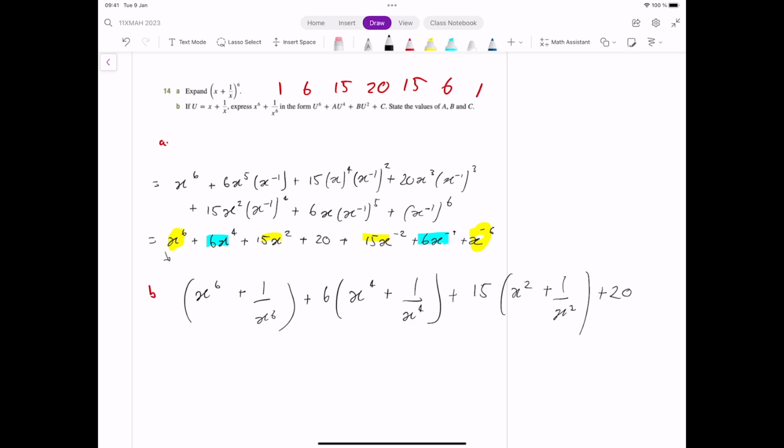Now this is good and bad. The good thing is we want this. The question is telling us that we want an expression for x to the power of 6 plus 1 on x to the power of 6. The bad thing is all of this. We don't want any of that, and we don't care about it. So we need to try and get rid of it.